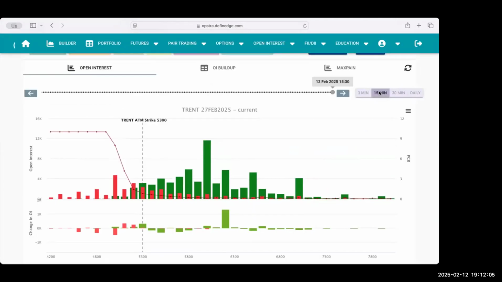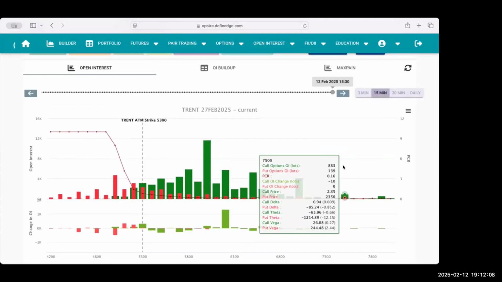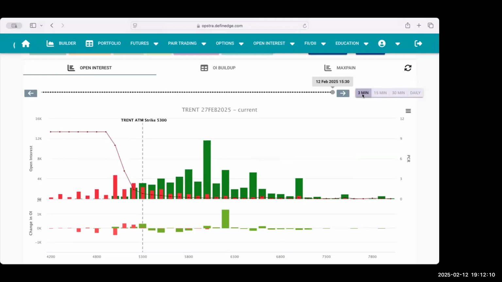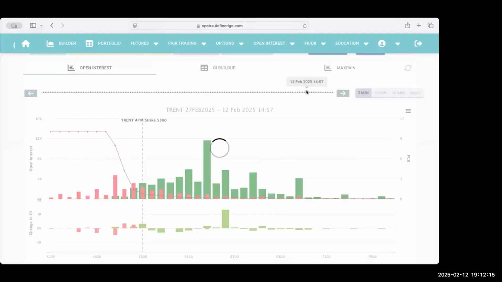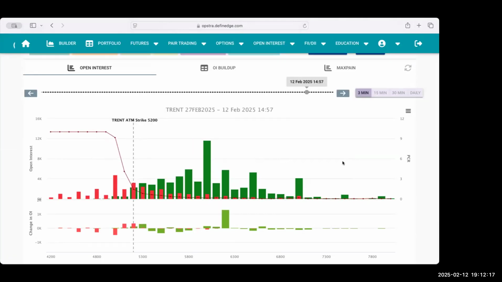Let me open the 15 minutes time frame. See, this is the 15-minute time frame. Let's see the 3-minute time frame. See, this is all today's data. So, can you buy Trent PE? No, we need to sell, bro. Sorry? Yes, we need to sell. For selling one option, you need 3.5 lakhs capital. Acha. Selling is expensive, buying is cheap.